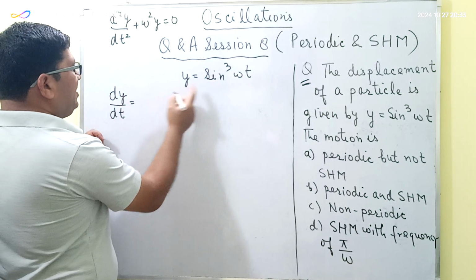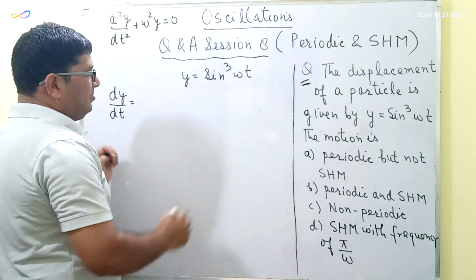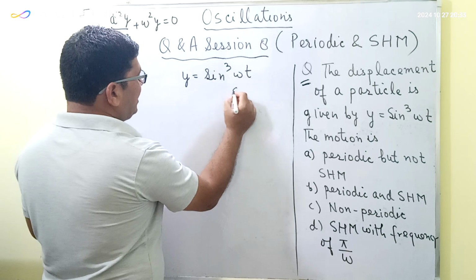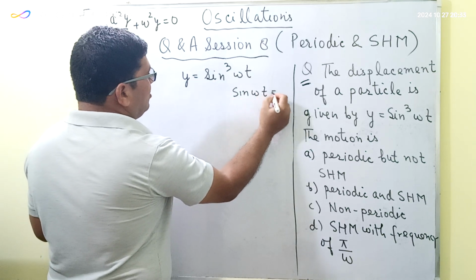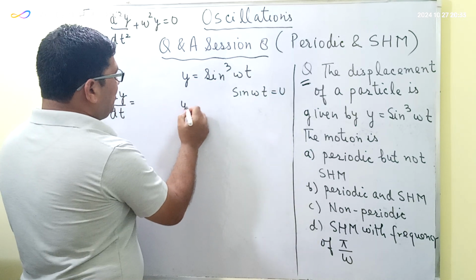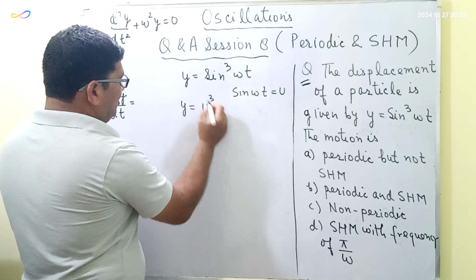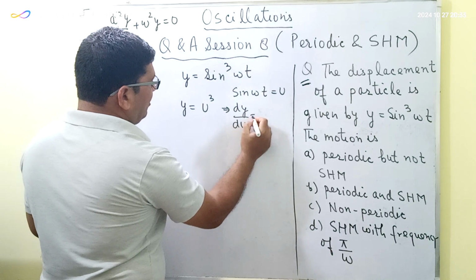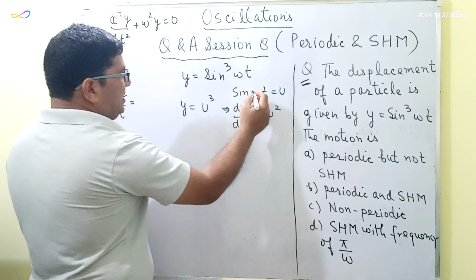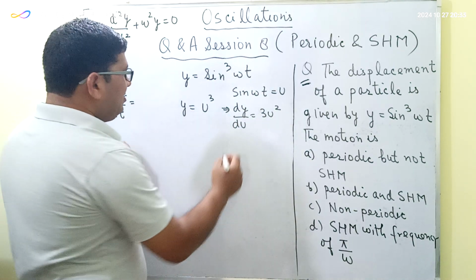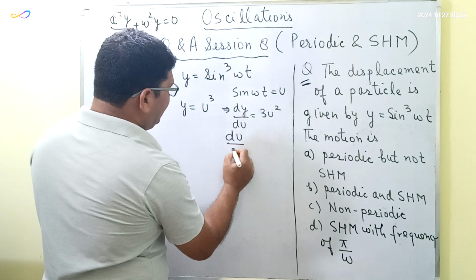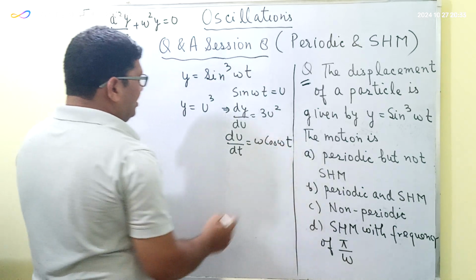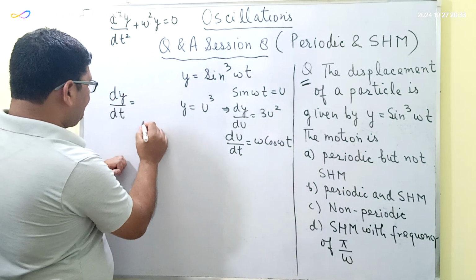So dy upon dt will be equal to, now in order to differentiate this equation, I will be considering this sine omega t as u. So this equation will be y is equal to u cube. So if y is equal to u cube, then dy upon du will be equal to 3u square. And if sine omega t is equal to u, then du upon dt will be equal to omega cos omega t.